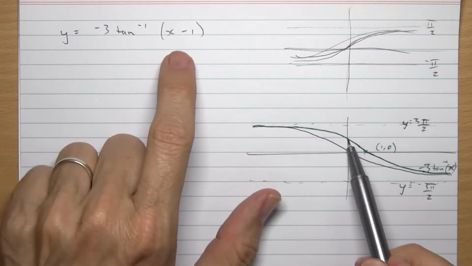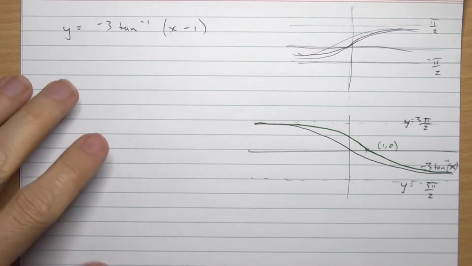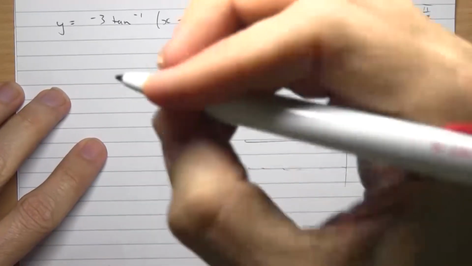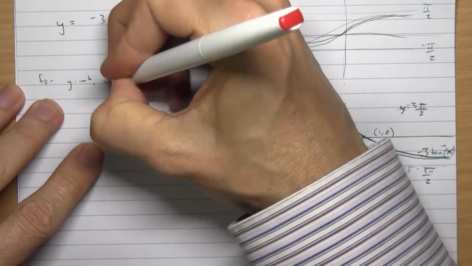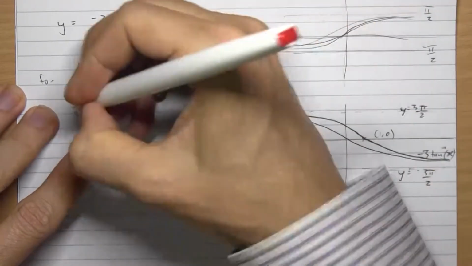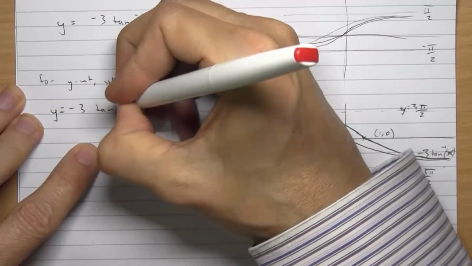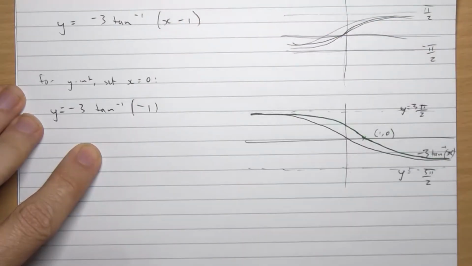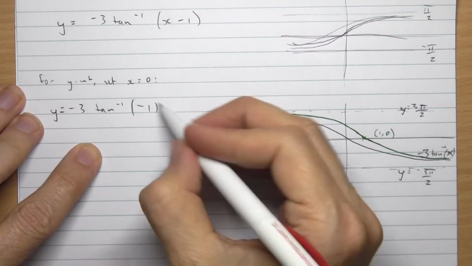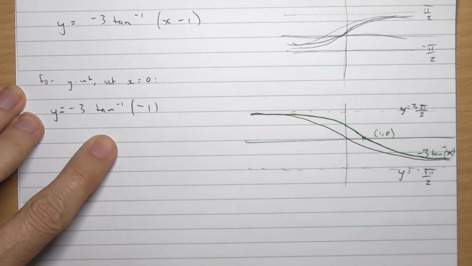But what's my y-intercept? My y-intercept is what happens when I put x equal to 0 in here. So, for the y-intercept, set x equal to 0. Y equals minus 3 tan to the negative 1 of negative 1. Alright, what's this? Well, it's going to be from a 1, 1, root 2 triangle.